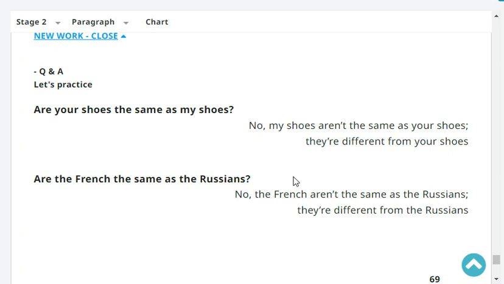Are the French the same as the Russians? No, the French aren't the same as the Russians. They are different from the Russians. Very good.